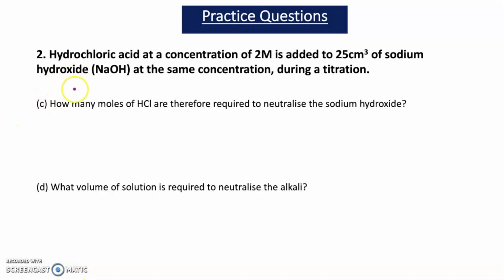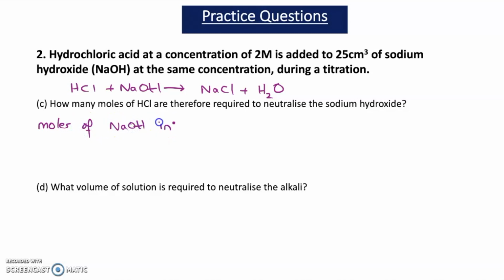Now for part C, we're asked how many moles of HCl are therefore required to neutralize the sodium hydroxide. So once again, I'm going to write down the equation here to remind myself that the hydrochloric acid and the sodium hydroxide are in a 1-to-1 ratio. Now for part B, we found that there was 0.05 moles of sodium hydroxide in the conical flask, and as it's a 1-to-1 ratio and the moles of sodium hydroxide is equal to the moles of hydrochloric acid, we can conclude that 0.05 moles of hydrochloric acid are needed to neutralize the sodium hydroxide.